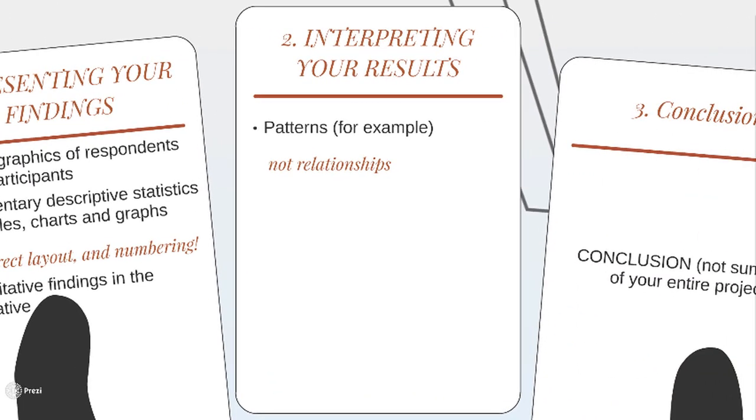Now, in the second part of your assignment, you will go a little further than the mere presentation of your results, and you will move on to interpret them. At this stage, you will, for example, look out for patterns that emerge from your data. Be sure not to fall into the trap of making inferences regarding relationships. Of course, you will be guided by your research problem in this section, and the interpretations that you make have to have a direct bearing on one or more of your sub-problems.